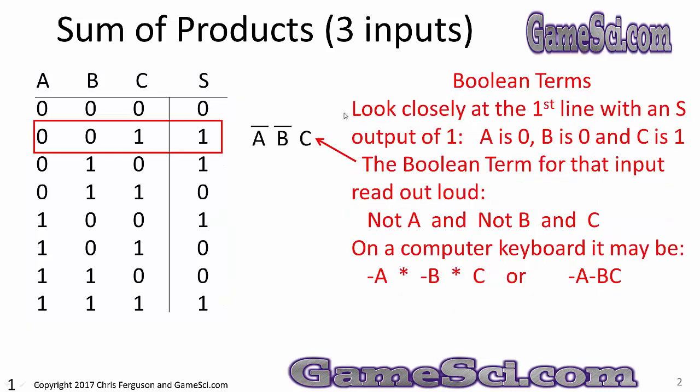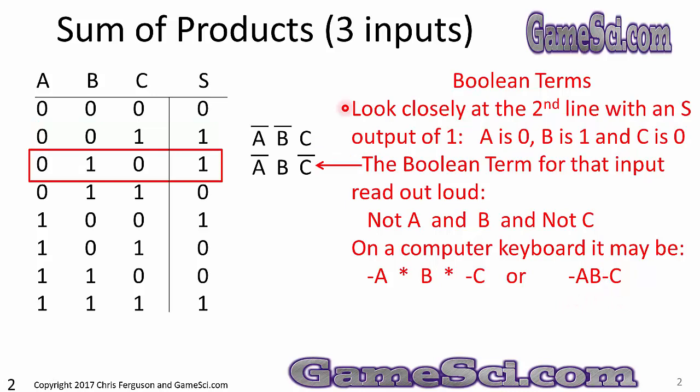Boolean terms. Look closely at the first line with an S output of 1. Don't be fooled, I just renamed my output S here. Doesn't matter what letters we use for the input. Doesn't matter what letters we use for the output. Just watch them closely and make sure the terms reflect the letters. On this line, A is 0, B is 0, and C is 1. The Boolean term for that input read out loud is not A, and not B, and C. On a computer keyboard, you might type it this way or this way.